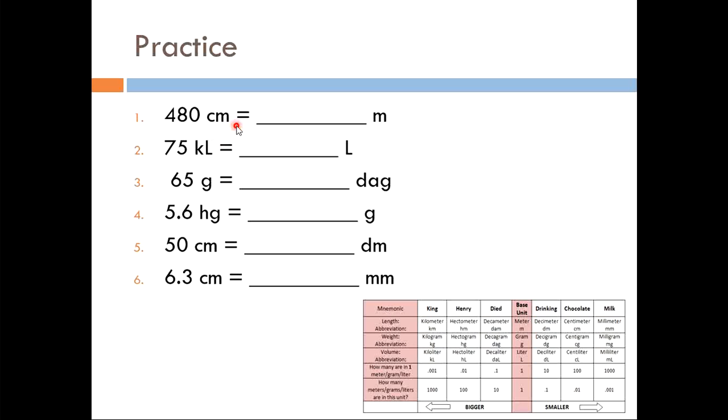So 480 centimeters is equal to how many meters? Remember what you did in elementary or middle school? You're given centimeters and you want meters, so you move the decimal over to the left 2 times. So instead of 480 centimeters, we now have 4.8 meters. What about 75 kiloliters? We're at kilo, and it wants liters, so 1, 2, 3. We have 75,000 liters. Go ahead and take the time to do numbers 3 through 6.